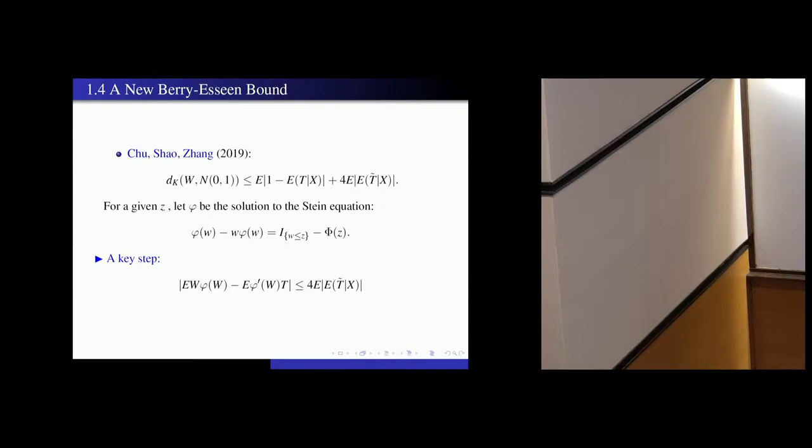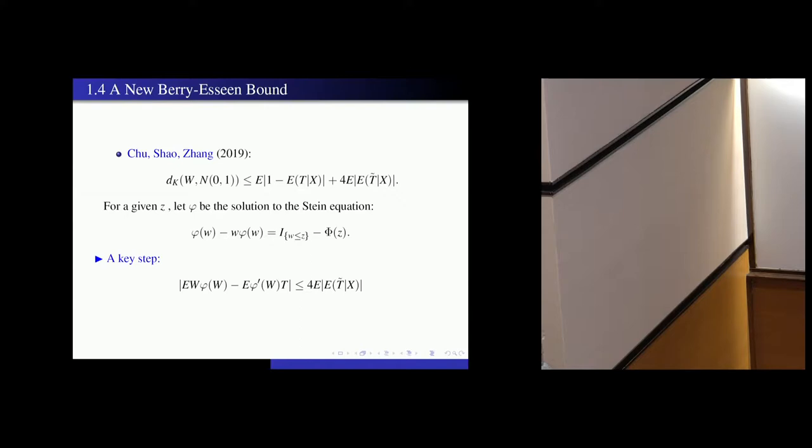As usual, we start with Stein's equation. For any given z, we solve the Stein equation phi prime of w minus w phi of w is equal to the indicator function minus the standard normal distribution function. Okay, that's as always. So the key step is to prove that the expected value of W phi of W minus the expected value of phi derivative of W times T, the same T we talked about before, is bounded by this quantity: 4 times the expected value of the absolute value of the conditional expectation of T tilde given X. The definition of T tilde is the same as we just introduced. Okay? So as long as we can prove this result, then we have proved the Berry-Esseen bound.